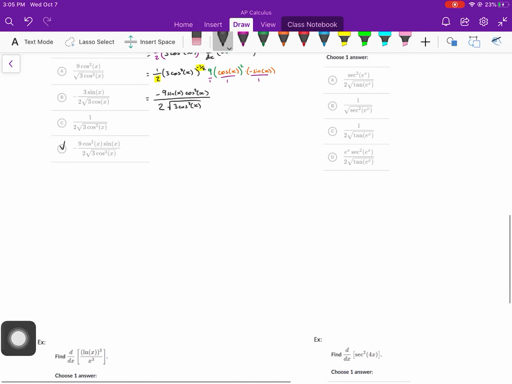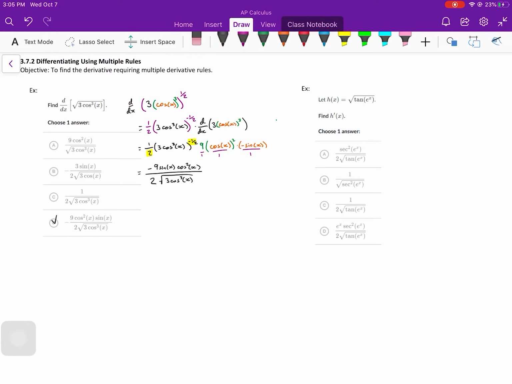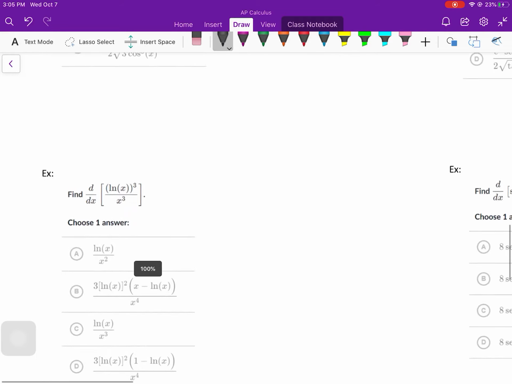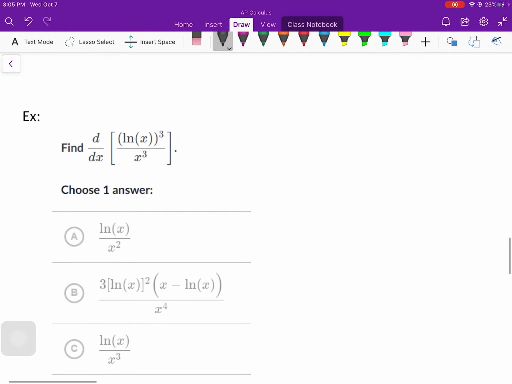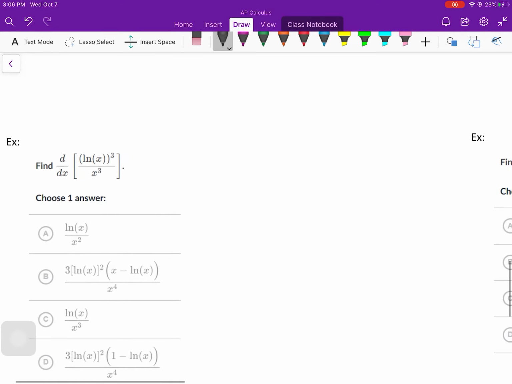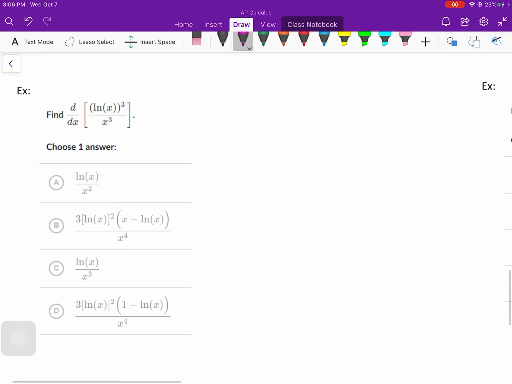Let's take a look at another one. I left all this room thinking I would need it. That was actually quite easy, for me anyways. So we have quotient rule going on here. Not a big fan of quotient rule, I'll be honest.